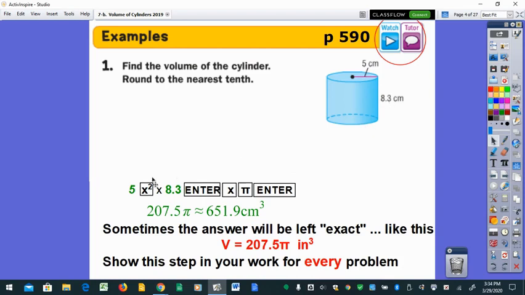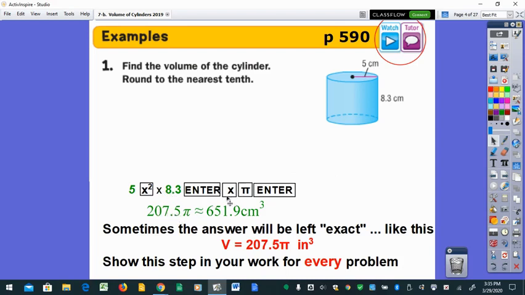So I'm going to come over here and I'm going to take my radius and square it. These are the buttons on the calculator. Hopefully you have an x squared on your calculator or some kind of squaring button. So we're going to take that 5 and square it. We're going to multiply it by 8.3, and that number would be 207.5. So 5 squared is 25 times 8.3 would give you 207.5.